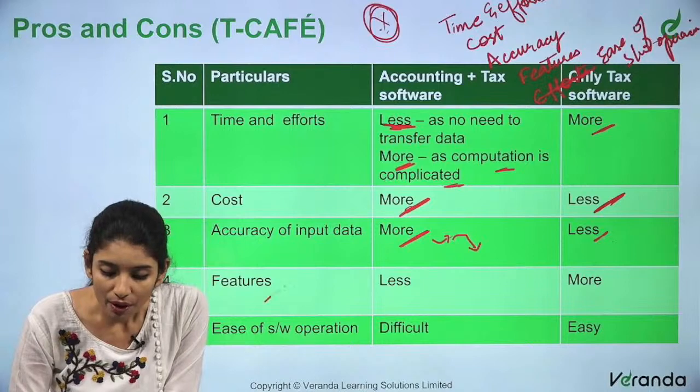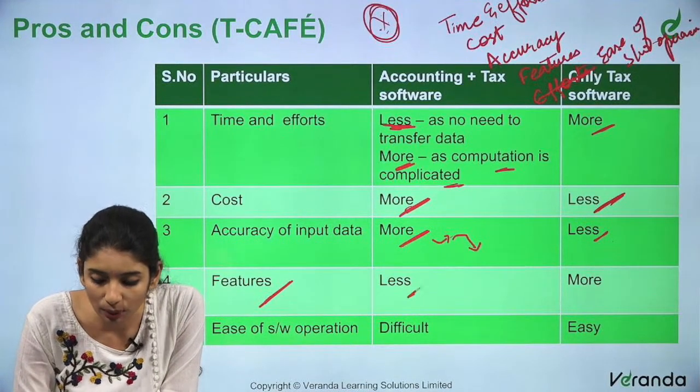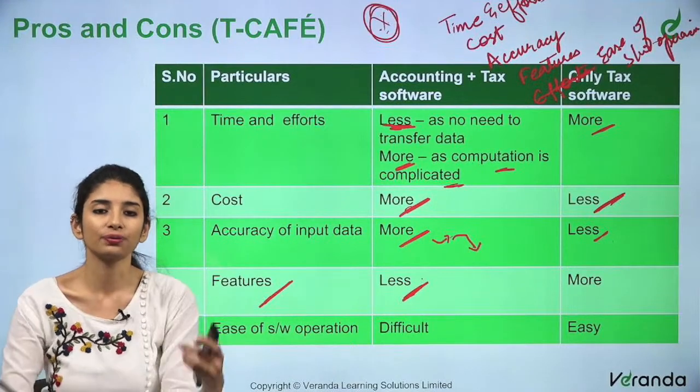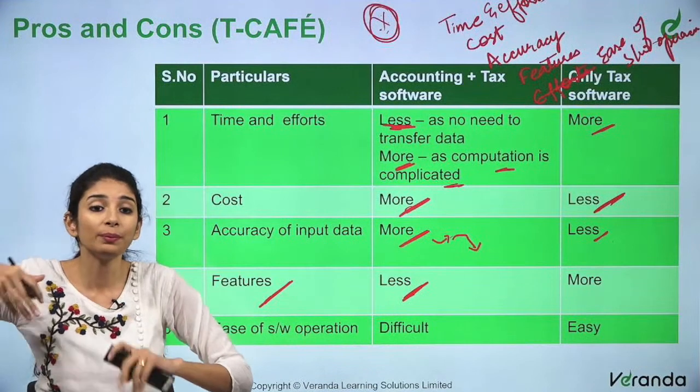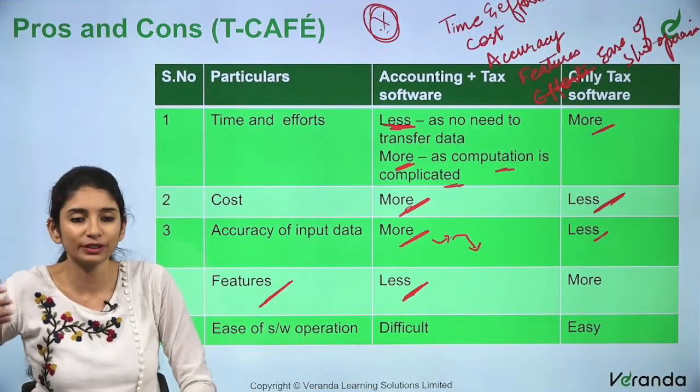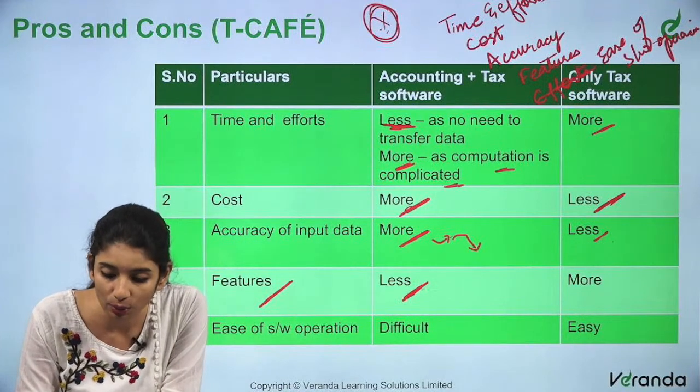Features and functions. Accounting and tax, obviously less features, because it is a software which is combining both accounts and tax, versus an only tax software, which will be more specialized. It will give you more features as compared to an account plus tax software.